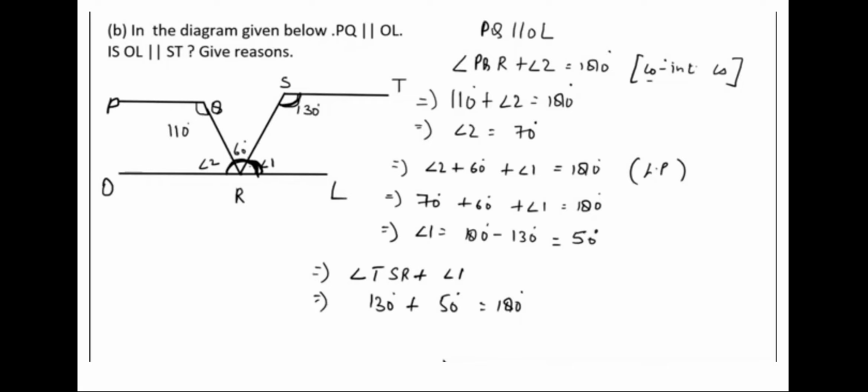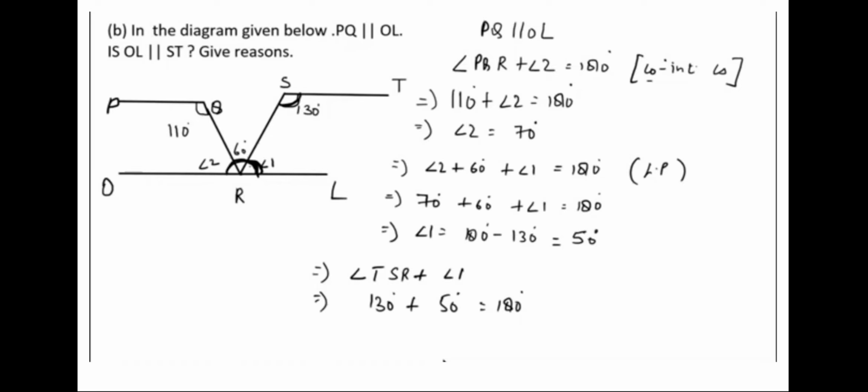This implies angle 2 plus 60 degree plus angle 1 should be 180 degree because this is straight line. We can say linear pair 180 degree. This implies at the place of angle 2 we put 70 degree. So 70 degree plus 60 degree plus angle 1 is equal to 180 degree. This implies angle 1 is equal to 180 minus 70 plus 60, 130 will go there, so it will be 180 minus 130 degree. So it is equal to 50 degree.